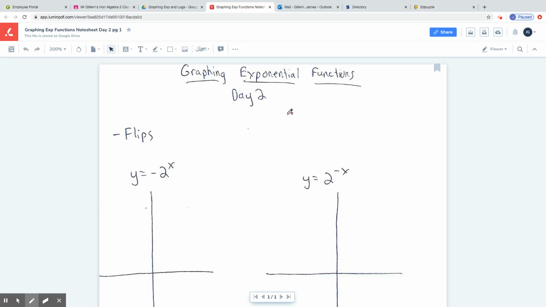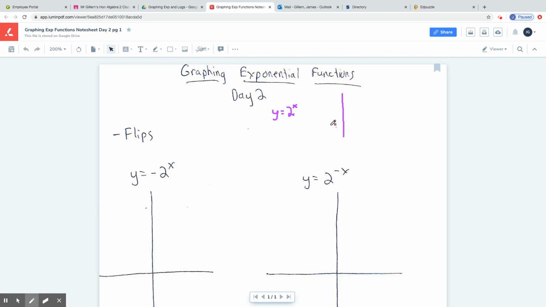Just to review real quick, an exponential function is where we have some base raised to a power that has a variable in it. So y equals 2 to the x, it could be y equals 3 to the x, 4 to the x, whatever.